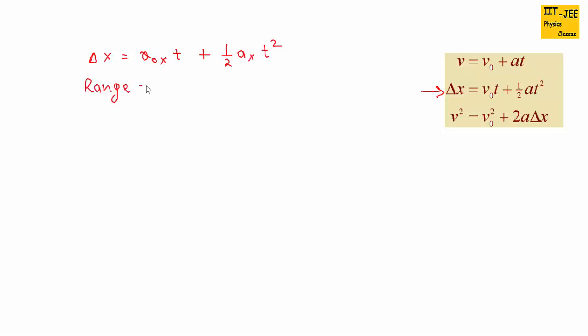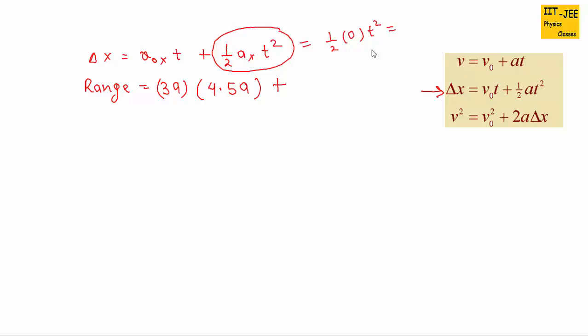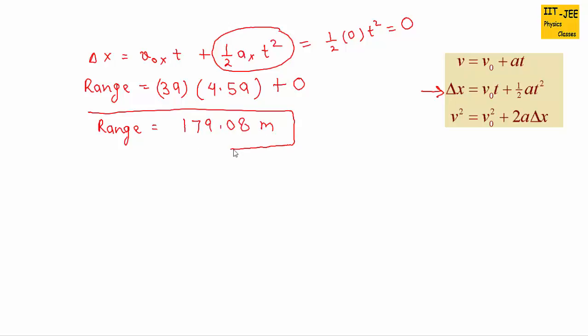Delta x, the range, equals V0x, which we found initially as 39 meters per second, times t, the total time or time of flight, which we found on the last page, 4.59 seconds. This whole term would be 0. Why? Because ax is 0, so half times 0 times t squared. If you multiply any number by 0, the result is 0. So the whole term would be 0. So range equals 39 times 4.59, which would give us 179.08 meters. So this is the maximum horizontal displacement, or the range, of the football.